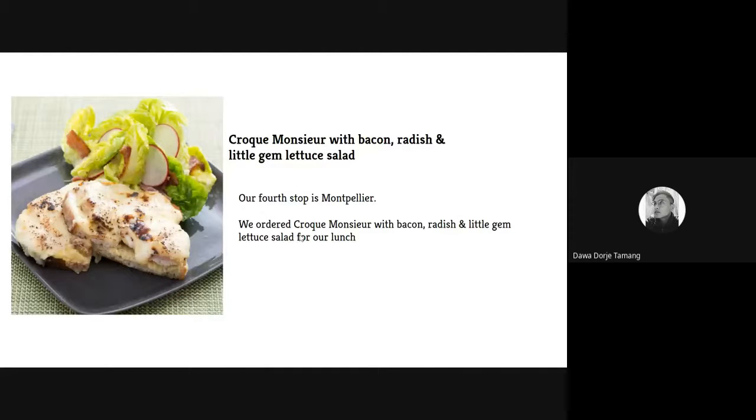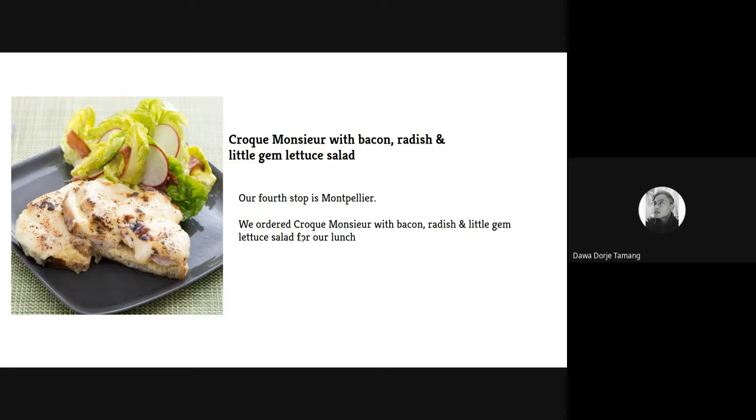For lunch, we ordered croque monsieur, which is bacon with bacon, radish, and little green lettuce salad. We wanted to taste the authentic food of France, so we ordered this food. The food we ordered is basically a hot sandwich made with ham and cheese. Usually, it is served with a poached or lightly fried egg on top, but we decided not to have egg, so we replaced the egg with salad.